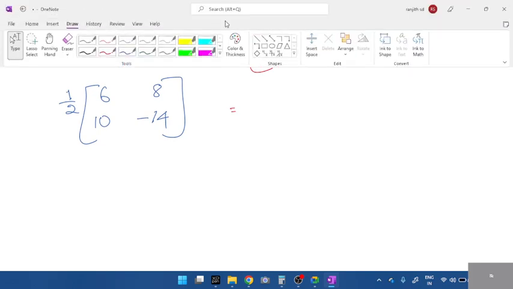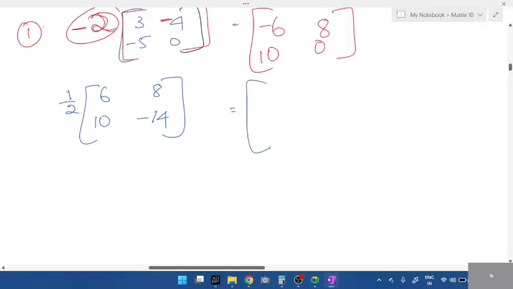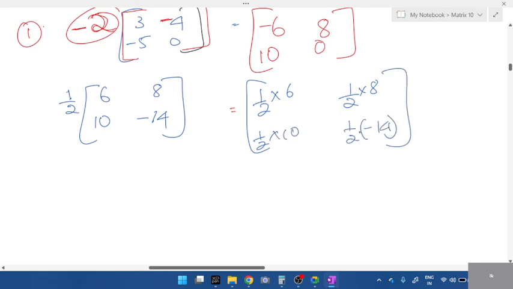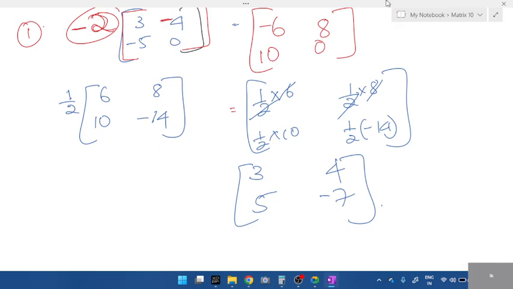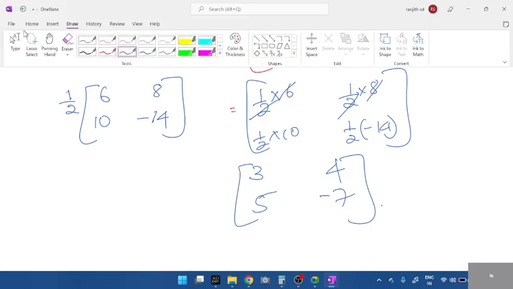Next, division. Tell me what is division, Ruth? How do you multiply this? 1 by 2 into 6. Next, 1 by 2 into 8, 1 by 2 into 10, and 1 by 2 into what? Minus 14. If you reduce, what do you get? 2 ones are 2, 3s. 2 ones are 2, 4s are. You get 5 here and here minus 7. Clear? All of you understood? Shall we try the next one?